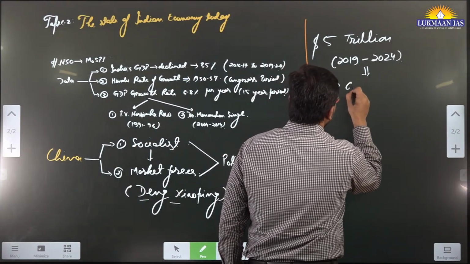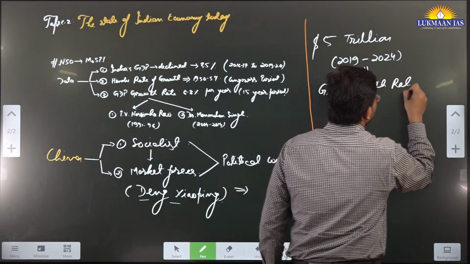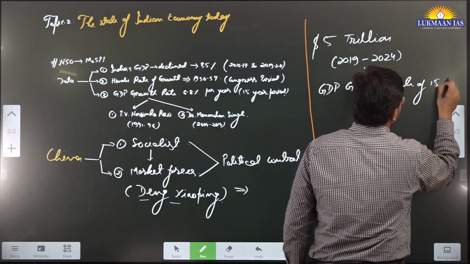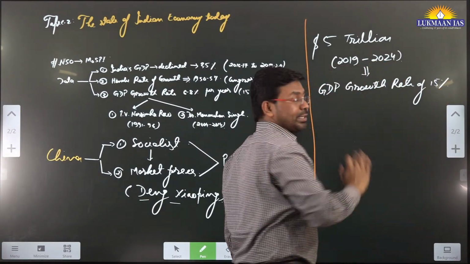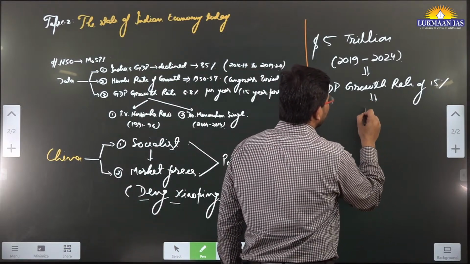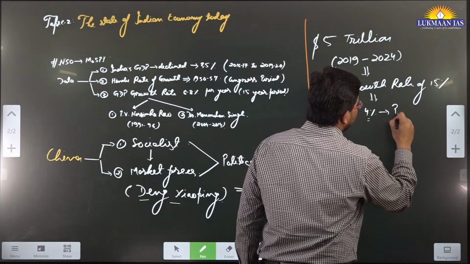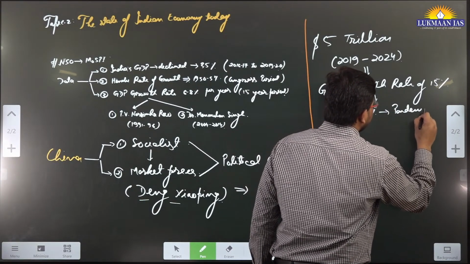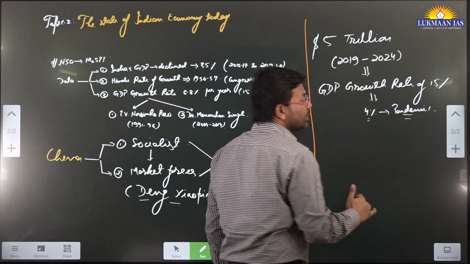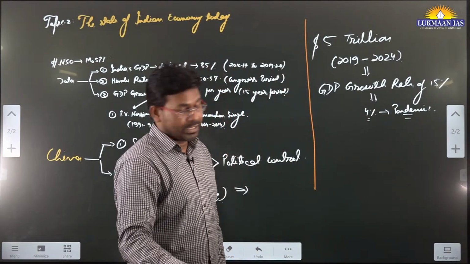We had a GDP growth rate of 15% per year during this time period. But what has happened? Actually, GDP has grown by about 4% if we factor in the COVID-19 pandemic as well. So the thing is, India has not become a $5 trillion economy as of now.